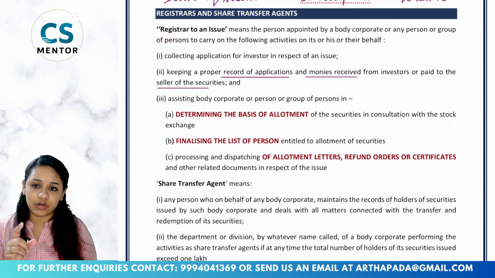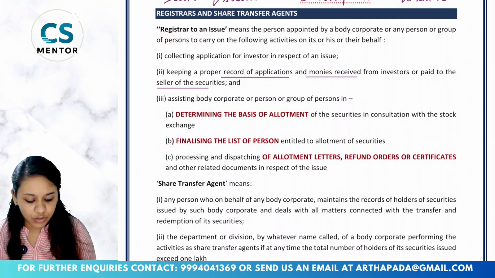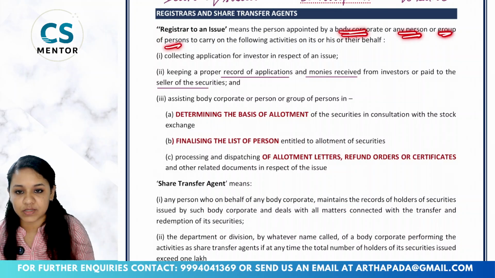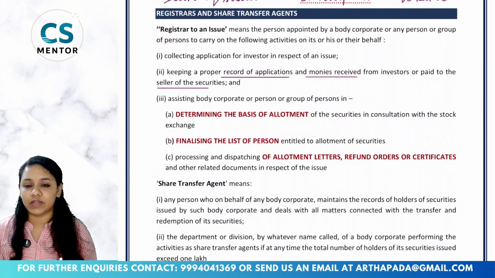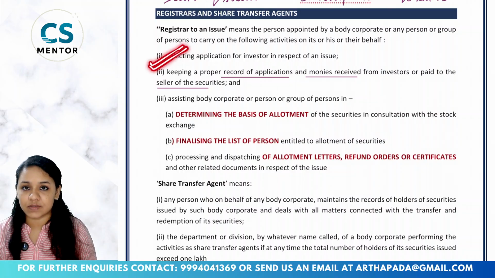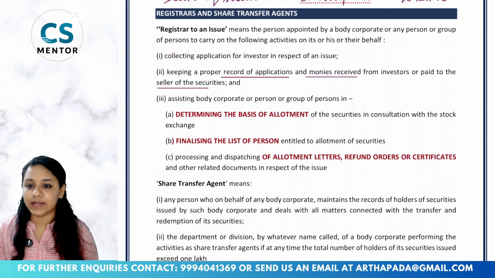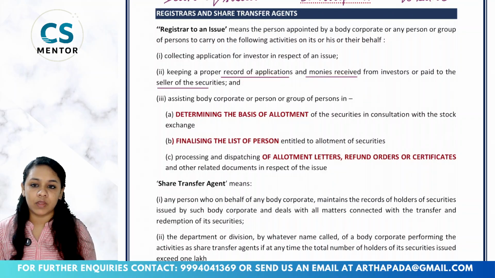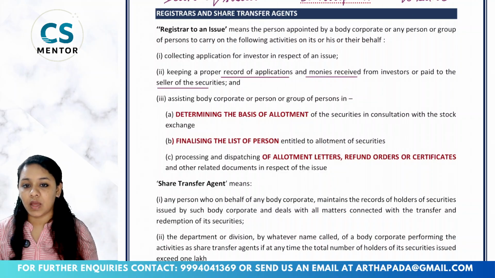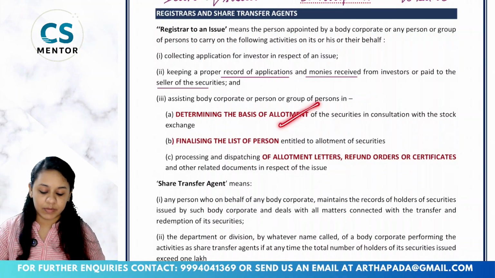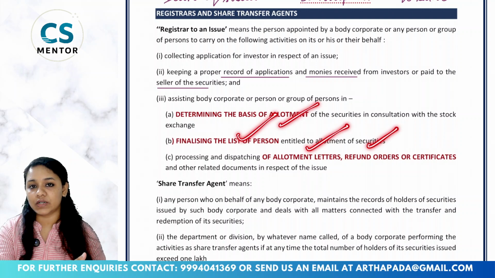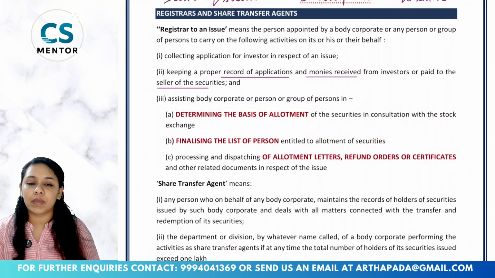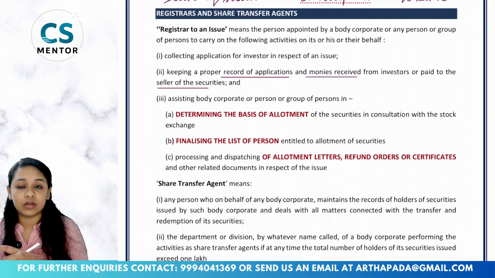So your registrar to an issue is basically a body corporate or any person or group of persons to carry on the following activities: collecting applications. Okay, because we gave an offer letter, we're going to collect applications. Then they'll keep a record of applications and money received from all the people. You'd have heard of IPOs being oversubscribed. We need to keep a track of who all subscribe to it, and then determine who is eligible for the allotment basis. Finalize that list, send out allotment letters, refund money to whoever it is required, issue certificates to people who've got the shares. That is the role of your registrar.